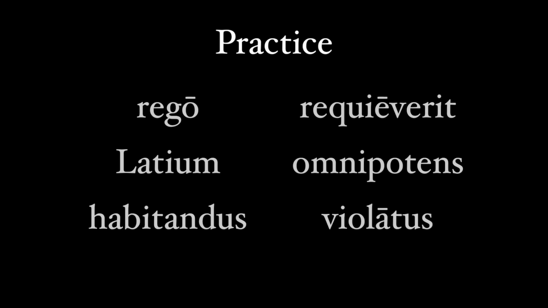Okay, now to practice. So here are 6 words, and pause the video, write them down, and try to identify where their accent falls. Then start the video back up again and see how many you get right. Okay, here are the answers. We'll start with the easy one. Rego has just 2 syllables, so the accent falls on the first one, rego.